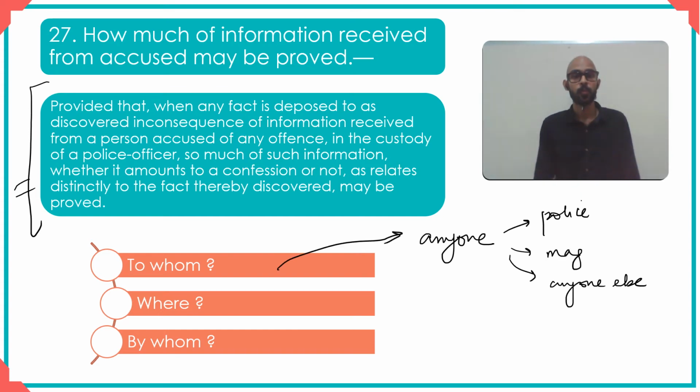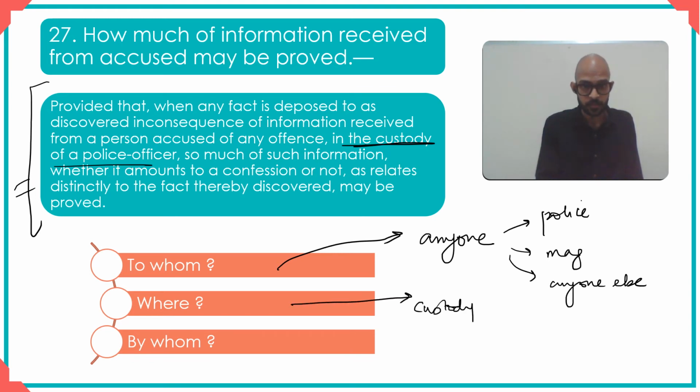Then, where is the confession being made? That I think is quite clear. It is in the custody of a police officer. So we answer the question of where. It is in the custody of the police officer. Next, we look at by whom. As you can see, this is by a person who has been accused of an offense.